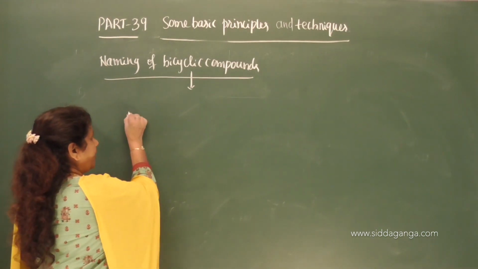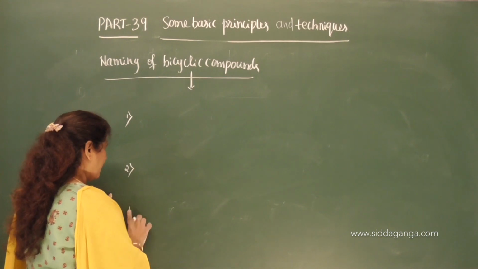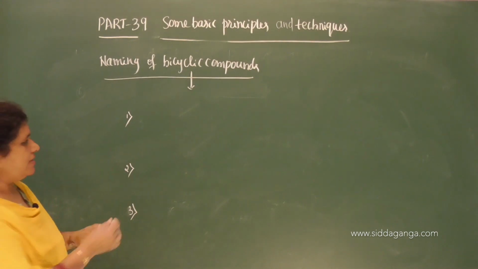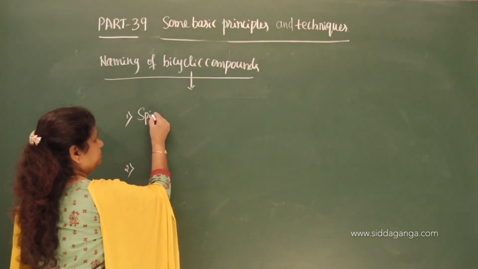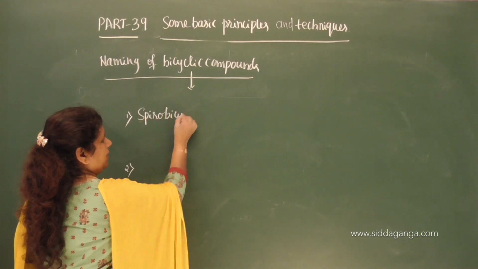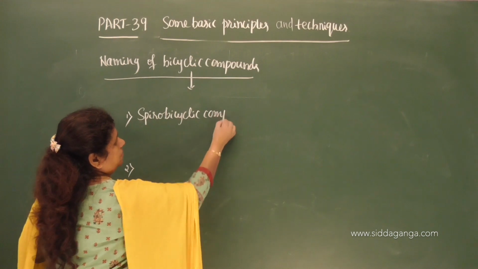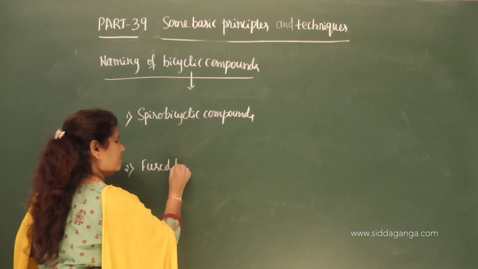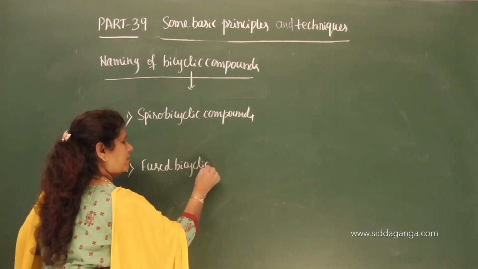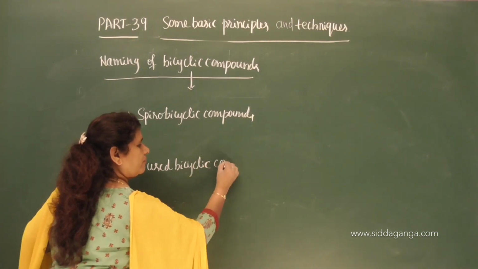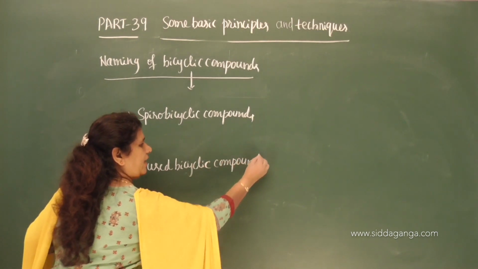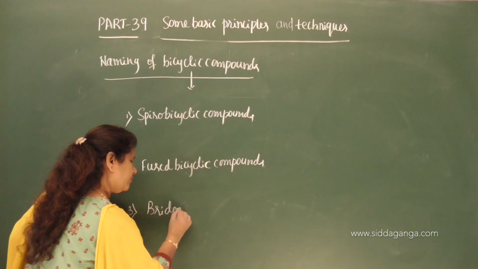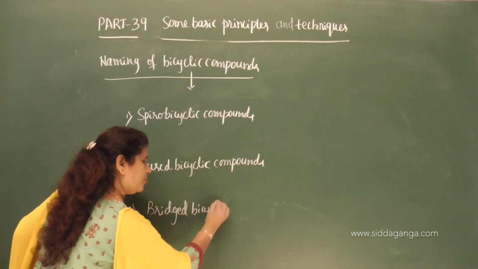There are three types of bicyclic compounds. What are those? First one is spiro bicyclic compounds. Then fused bicyclic compounds. Third one is bridged bicyclic compounds.